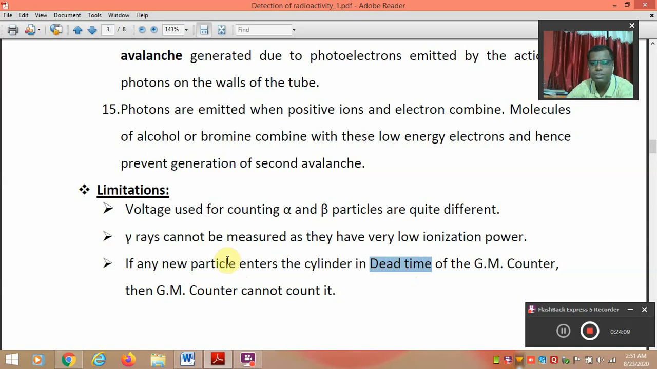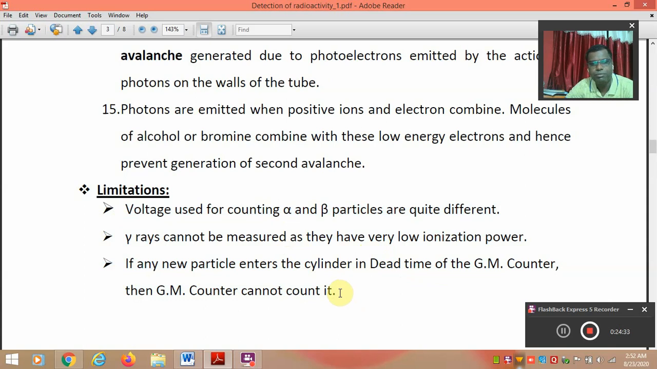Definitely, in order to overcome these limitations, we have another device, another counter which will be helpful to overcome these limitations of the GM counter. And that is the second counter that we are going to discuss in the next part of this video, called the scintillation counter.